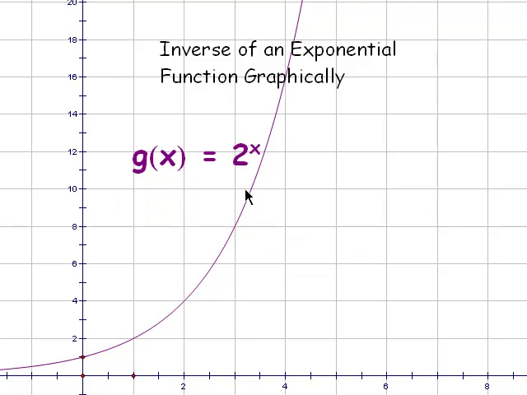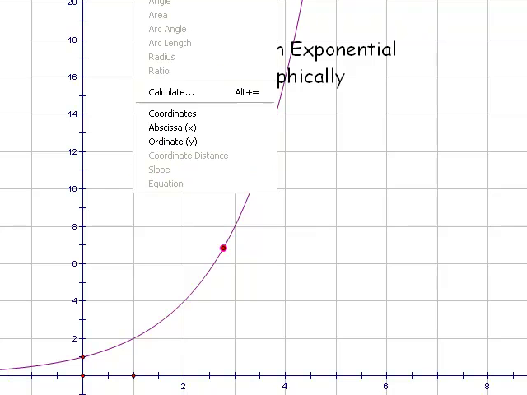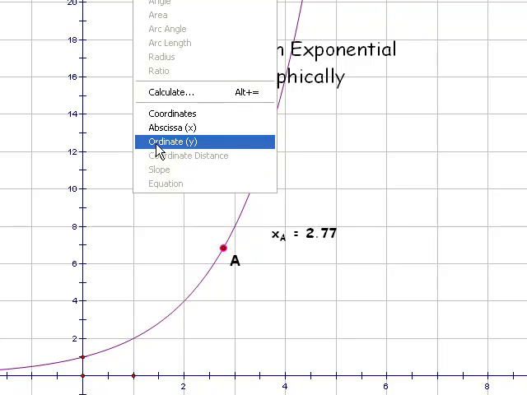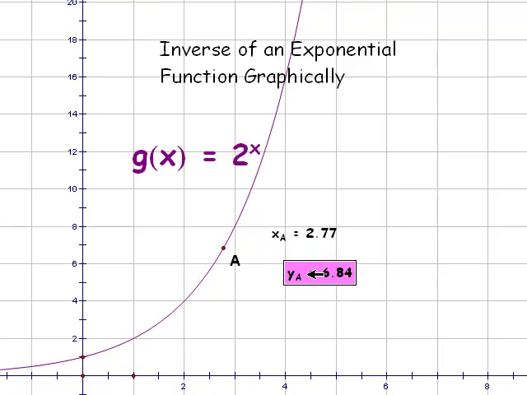So first of all, construct a point on the function plot. So there's my point. Then under the measure menu, I'm going to measure the x. There's the x coordinate of that point, and I'm going to measure the y ordinate of that point. Now I'm going to tabulate them, but I'm going to tabulate them opposite. And so I'm going to start with the y and then with the x.